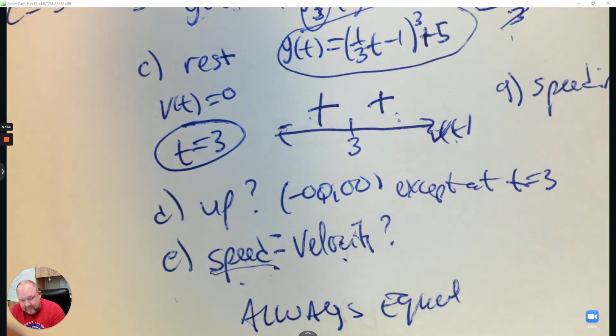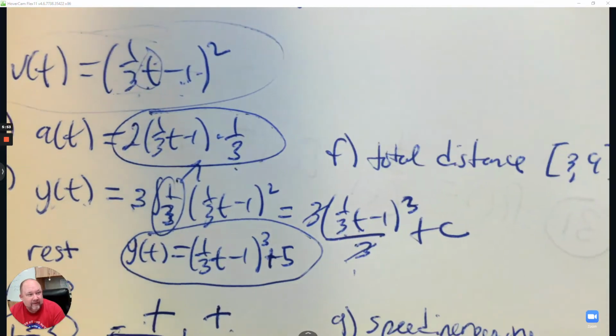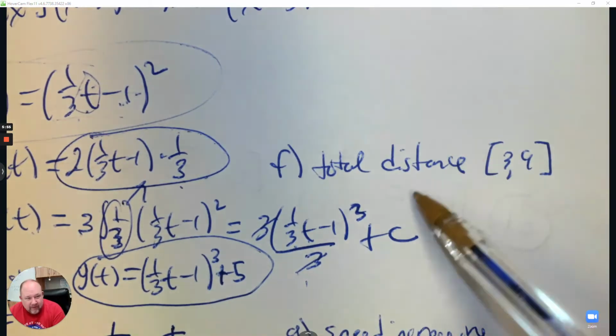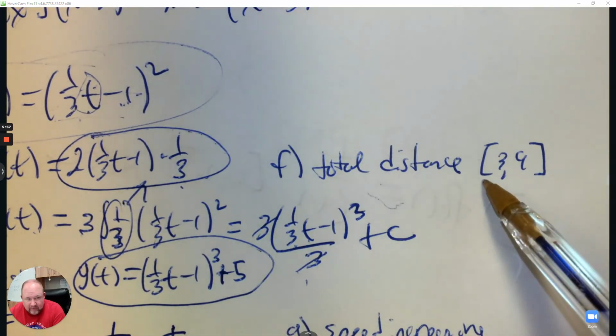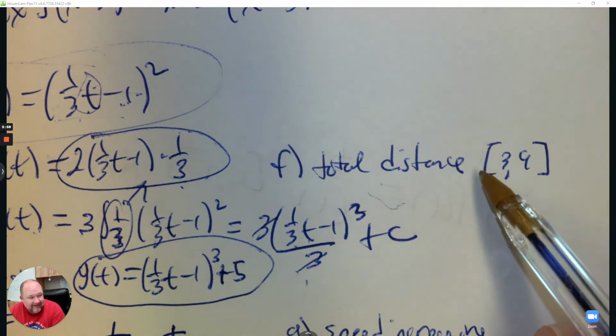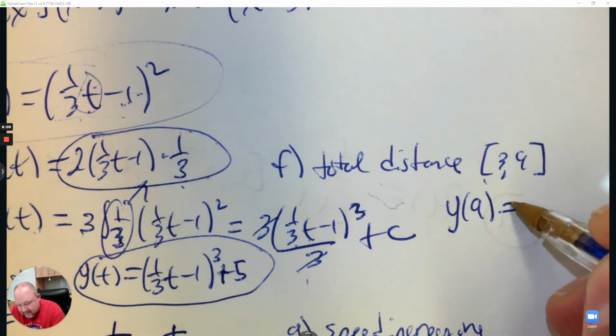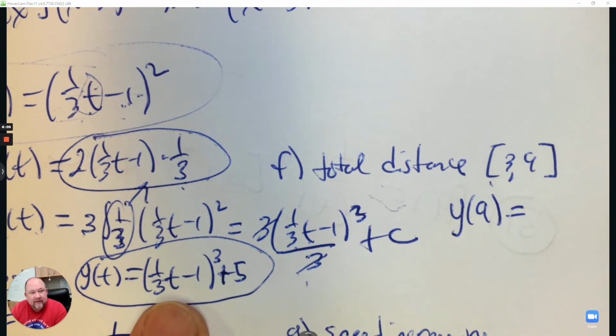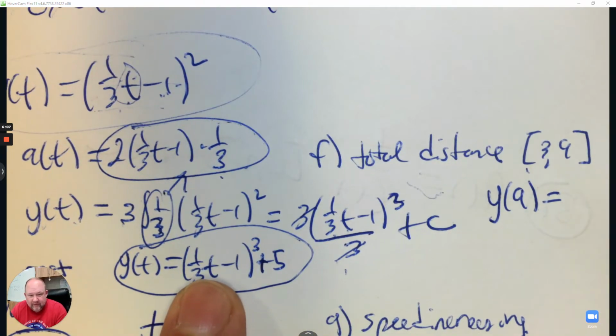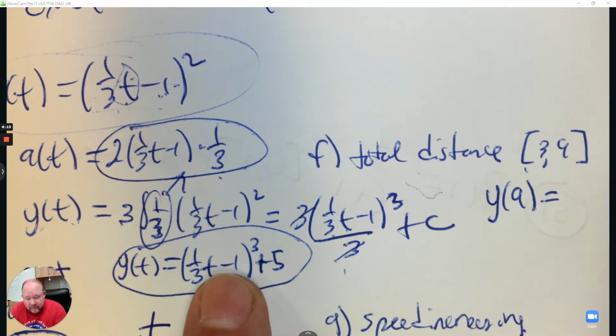Part F, total distance. Because the particle does not change direction at all, we can just plug in to find the total distance. So just plug in 9, and you would plug it into here to get your answer. That's 3. 1/3 of 9 is 3. 3 take away 1 is 2. 2 cubed is 8. 8 plus 5 is 13.